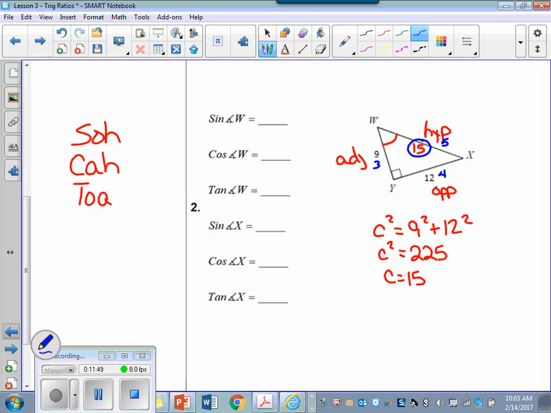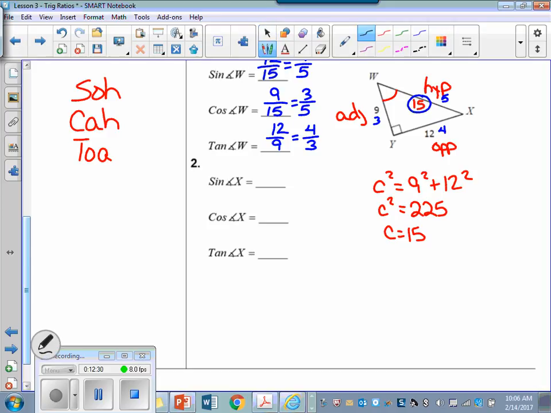All right, sine, so opposite over hypotenuse, 12 over 15, and that fraction does simplify. Divide by 3, and you have 4/5. Cosine, CAH, adjacent over hypotenuse, 9 over 15, which simplifies to 3/5. Tangent, TOA, opposite over adjacent, 12 over 9, which simplifies to 4/3. You never ever do a mixed number with trig ratios.